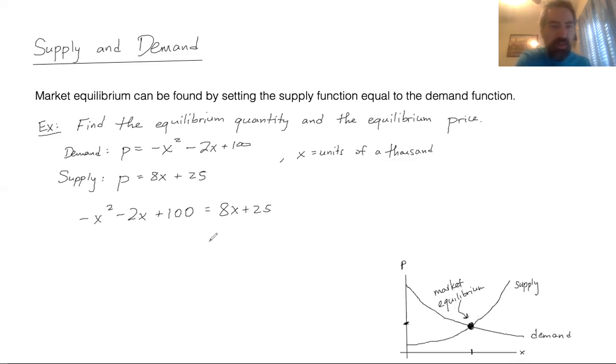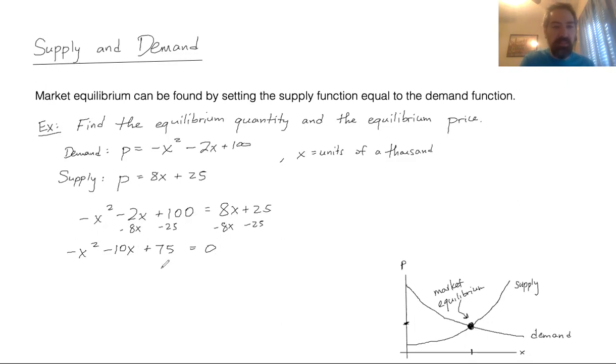All right, so let's do that. Now, I have a quadratic equation. To solve a quadratic equation, we need to set the equation equal to 0 and solve for x by factoring or using the quadratic formula. So subtract 8x from both sides and subtract 25 from both sides in the same step to get the equation equal to 0. Negative 2x minus 8x, that's negative 10x, and 100 minus 25 is 75.